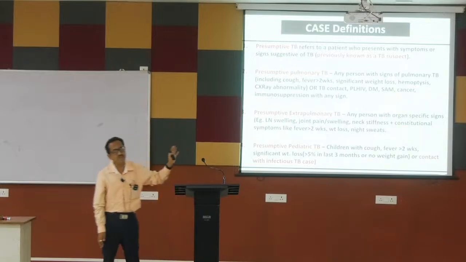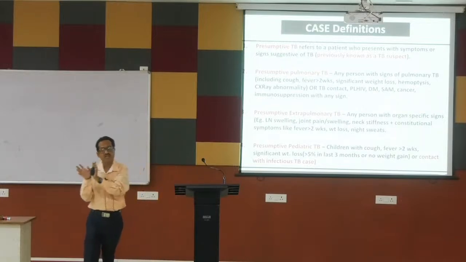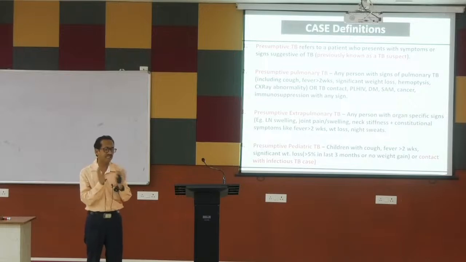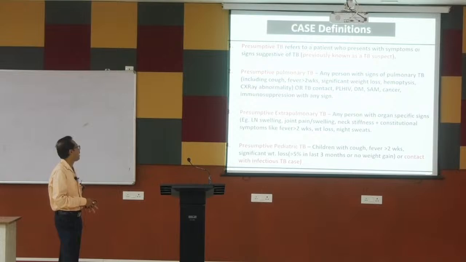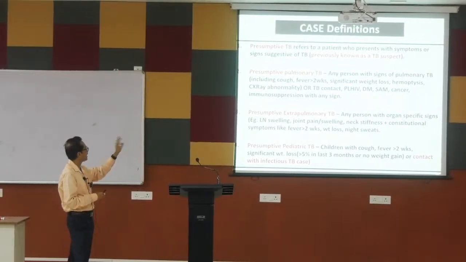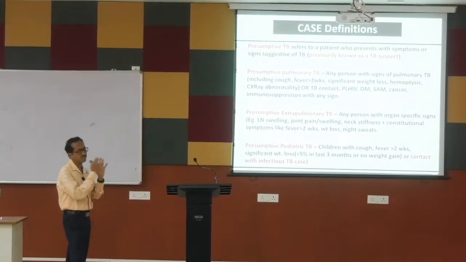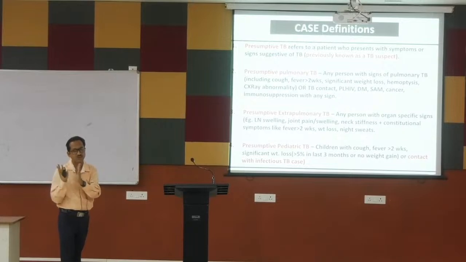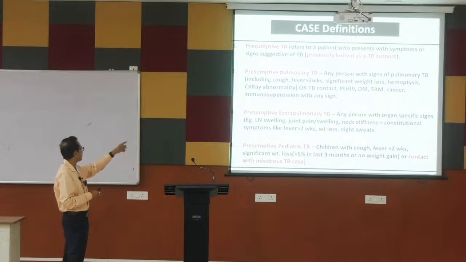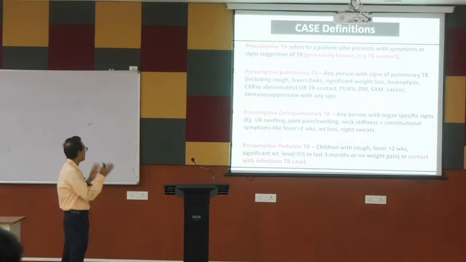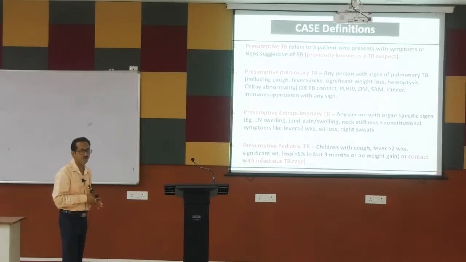Now this is a new case definition. Previously it was called TB suspect. That term has been changed. What is the new term? Presumptive TB. So what is presumptive TB? A person who presents with symptoms and signs suggestive of TB, previously known as TB suspect. What is that? Cough for more than 2 weeks. That is presumptive tuberculosis. Next, presumptive pulmonary tuberculosis: signs of cough, fever for more than 2 weeks, significant weight loss, a patient living with HIV, having diabetes, cancer, or on immune suppression drugs at any moment. They are presumptive pulmonary TB.